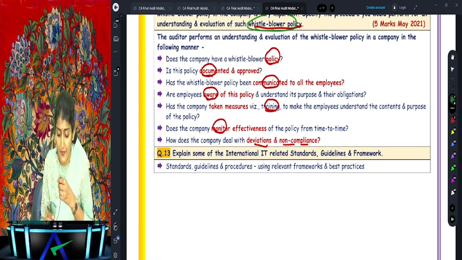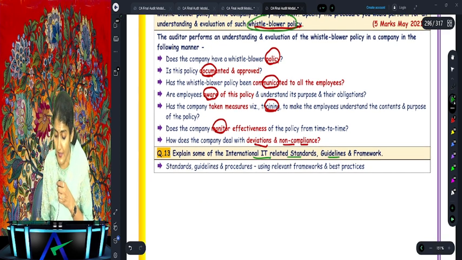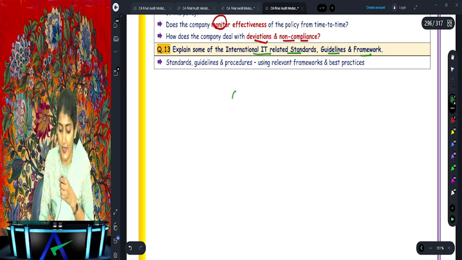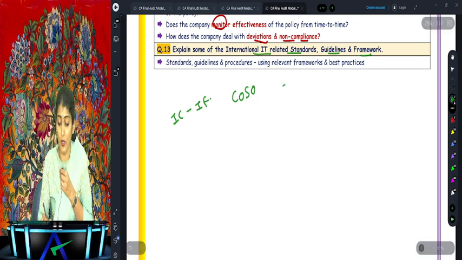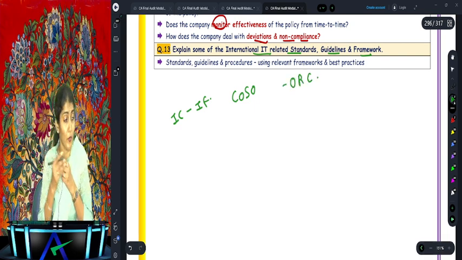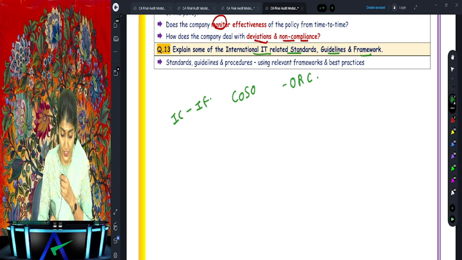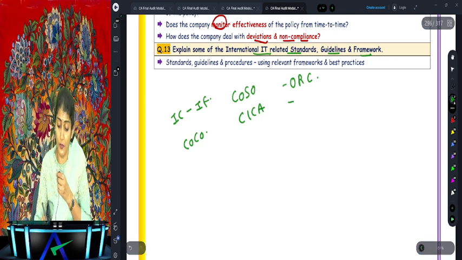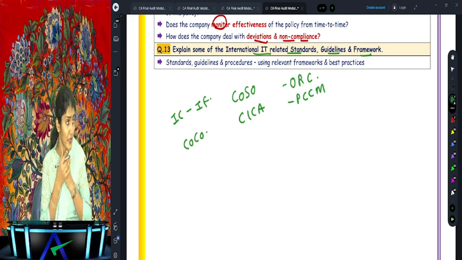Please explain some of the international IT related standards, guidelines, and frameworks. When I discussed the chapter of internal controls with you, at the end I talked to you about the COSO, the internal control integrated framework. You remember that, which talks about the operations objective, reporting objective, and the compliance objective. Then we talked about the criteria on control issued by the Canadian Institute of Chartered Accountants, which talks about the purpose, commitment, capability, and the monitoring and learning, right?